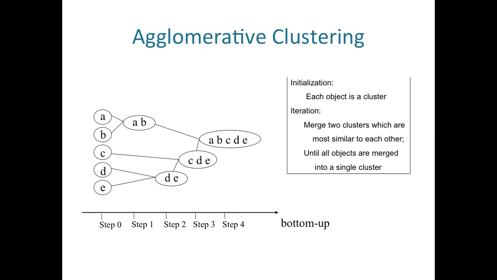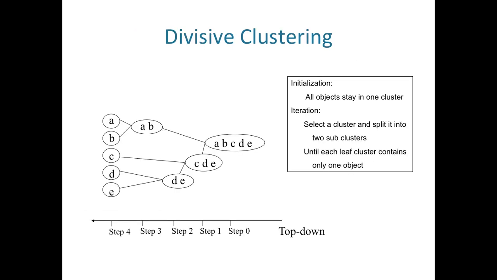On the x-axis I'm representing time or steps, so we start with step 0. Imagine that we have 5 different samples from A to E. We assume that all those samples are a cluster in themselves. Then, in an iterative process, we start merging clusters together until all objects have been merged into a single cluster. How we merge those clusters is something we'll see, how it's actually computed. But the important thing is that the process goes all the way until all the objects are merged into a single cluster. Divisive clustering, on the other hand, is exactly the opposite.